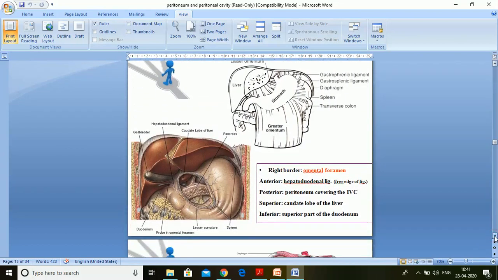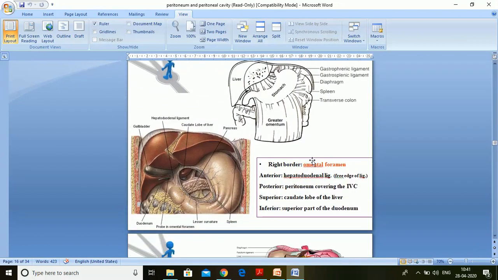So this is again an image that shows the right border of the omental foramen, where anteriorly on the right side what you get will be the liver. Left side it is the spleen, right side it is the liver. So anteriorly the hepatoduodenal ligament, posteriorly you get the peritoneum covering the IVC, superiorly you get the caudate lobe of the liver, and inferiorly it is the superior part of the duodenum.